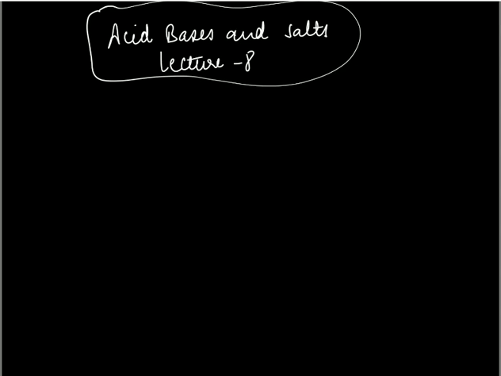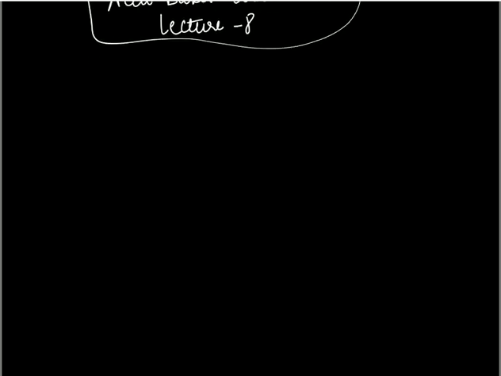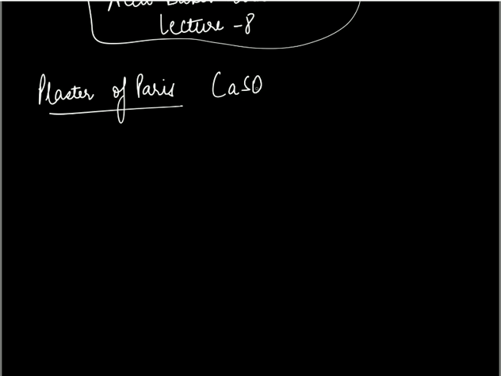So, we are continuing with the acids, bases, and salts lecture 8. We are going to discuss the last commercial salt, plaster of Paris. It's also called POP. Plaster of Paris is written in this form: calcium sulfate hemihydrate.